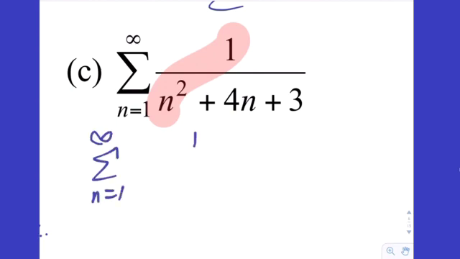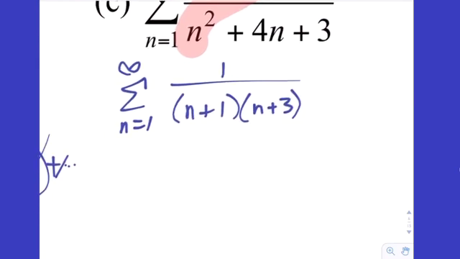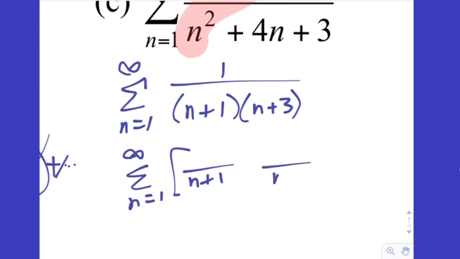All right, so let's see if this factors first of all. So we get n plus 1, n plus 3. That's the first step. The next step is to get it set up with your denominators. And now we'll do the cover-up method to get our numerator. So if I cover up an n plus 1 and plug in a negative 1, I get 3 minus 1 is 2. I get a half. And if I cover up the n plus 3 and plug in a negative 3, I get a negative half.